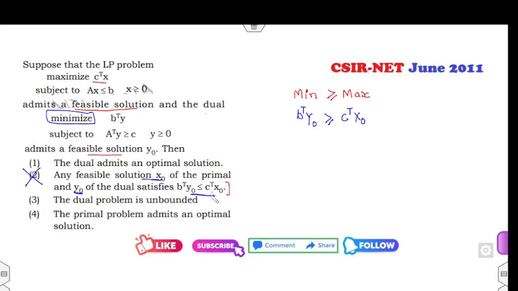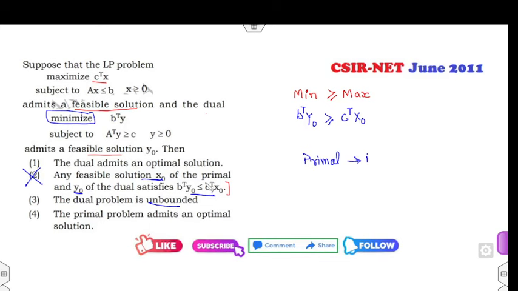You can see the examiner will write that primal solution is greater than the dual solution. Mostly the student will think that primal is always greater than dual. So that's why this option is cancelled. Look at the third option. Dual problem is infeasible. When will dual be infeasible?